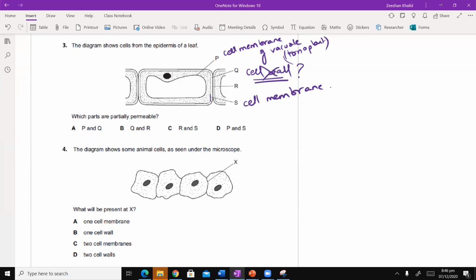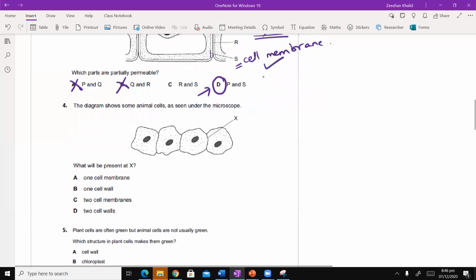So can we easily eliminate options A and B because they contain Q? Well, S is partially permeable and even P is partially permeable because it's at the end of the day a cell membrane. So guess what the correct answer is? The correct answer is D. But is everybody with me? Are you following? Yes, sir. Okay, wonderful. Excellent.